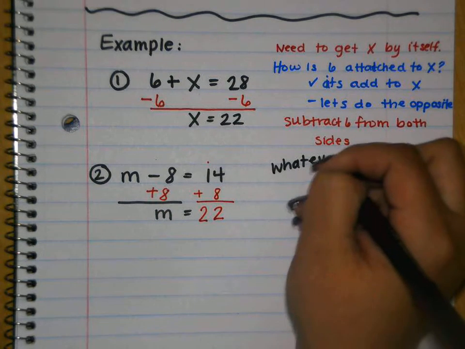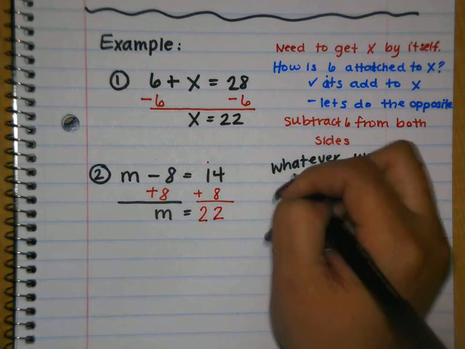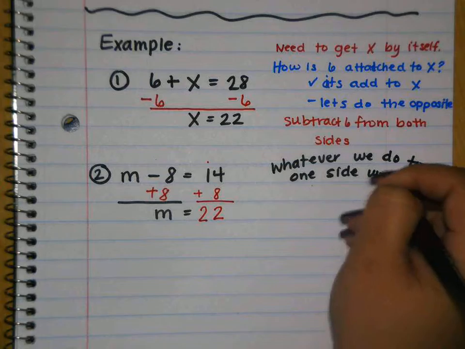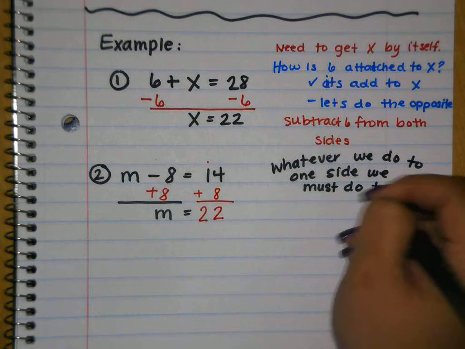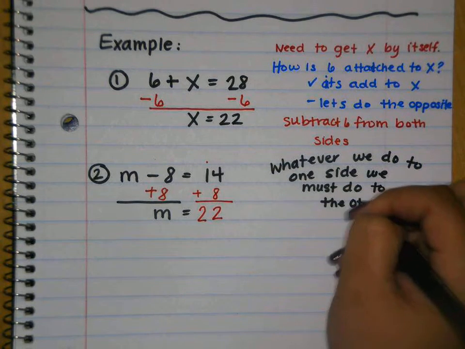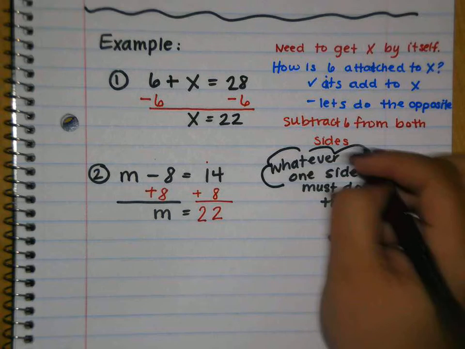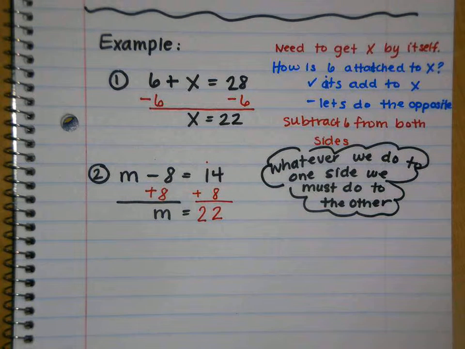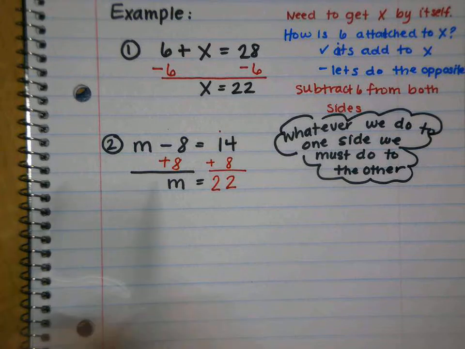Whatever we do to one side, we must do to the other. And I'm going to put a little cloud around that so that I know that's something really important. It's really important to know that what I do to one side, I'm going to do to the other. So let's look at another example.